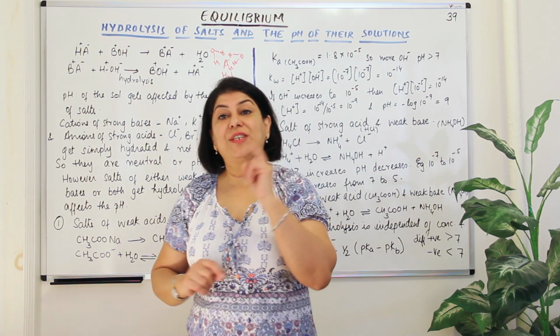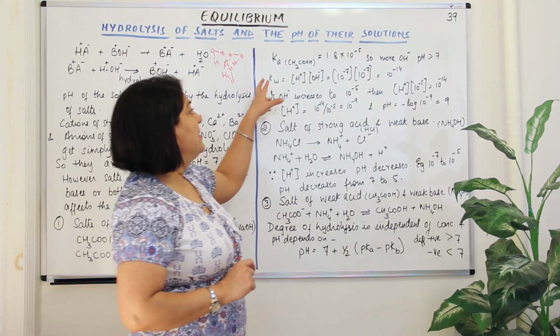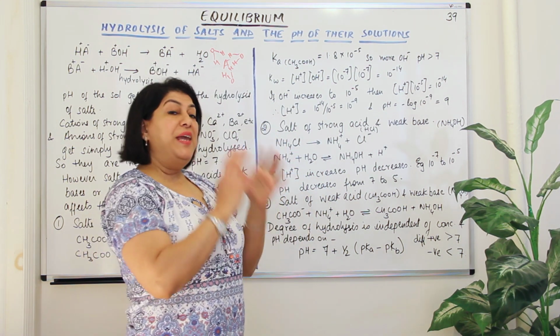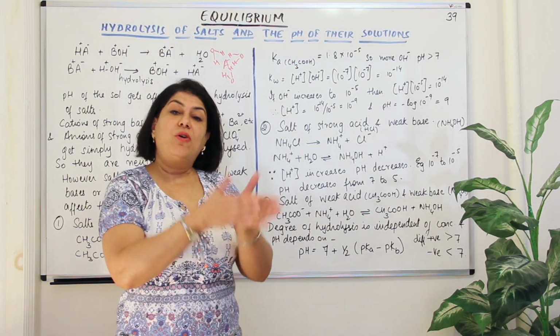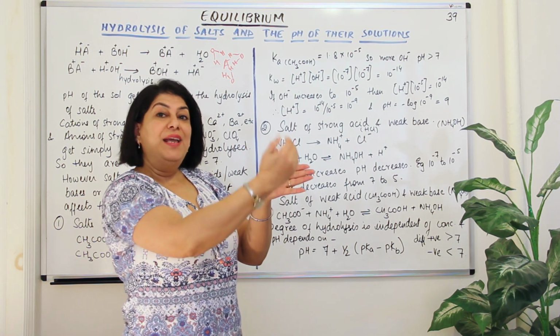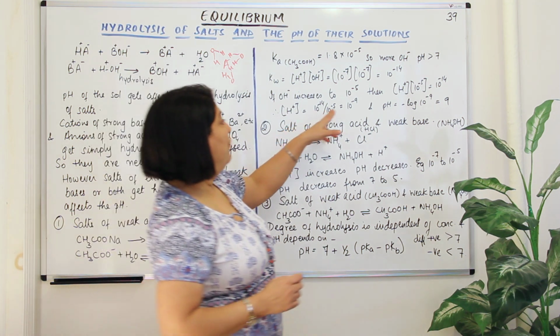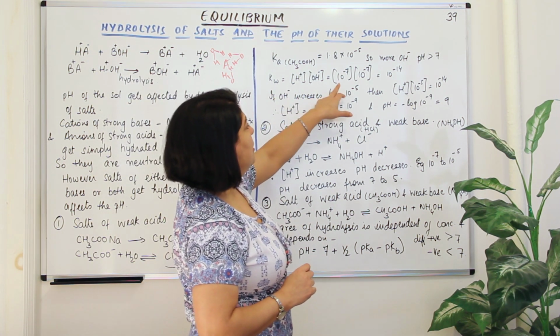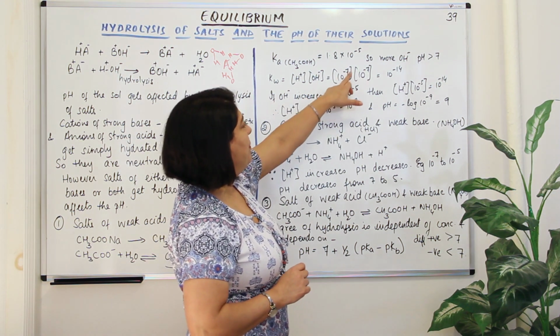And as we have studied in the previous parts, the ionic product of water remains constant. The pH of pure water is 7 because H positive times OH negative is equal to 10 to the power minus 14. We know this. This is the ionic product of water. Kw is equal to 10 to the power minus 14, where H positive is 10 to the power minus 7.